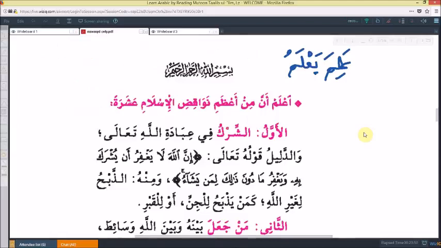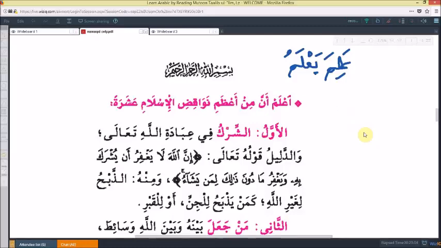I'lam, no. He's telling us, he's commanding us to know. Anna means that. An and anna are similar, except anna with the sukoon on it comes before a noun or a preposition, whereas an usually comes before or between two verbs. But they both mean that.